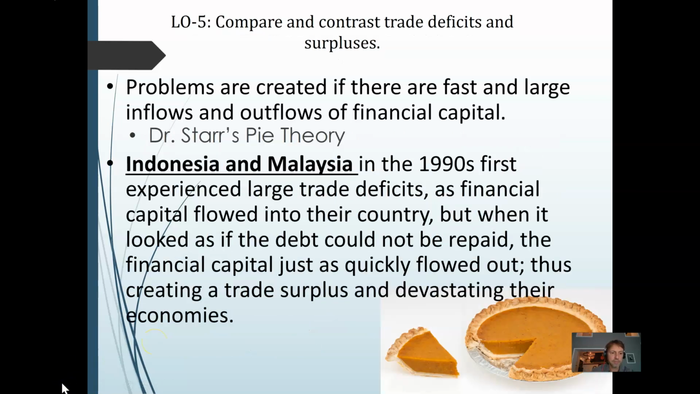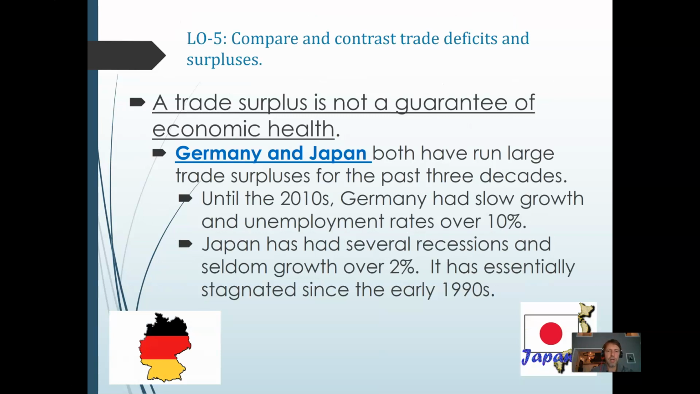So generally, foreign investors are helpful for countries to grow, but it can be really damaging if after putting money in, those investors get scared and quickly pull the money out. And that happened in Indonesia and Malaysia. And so generally, foreign trade makes the pie bigger, but it doesn't always guarantee that a person, a company, an industry, or a nation's slice gets bigger. That's my pie theory. So trade surplus doesn't guarantee economic growth.